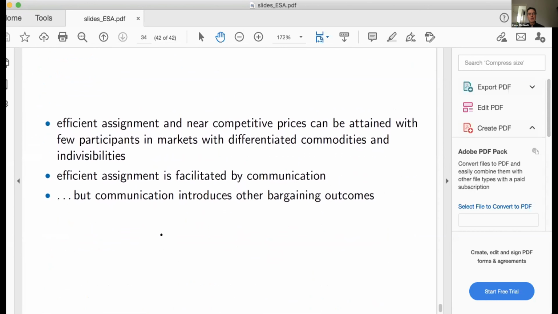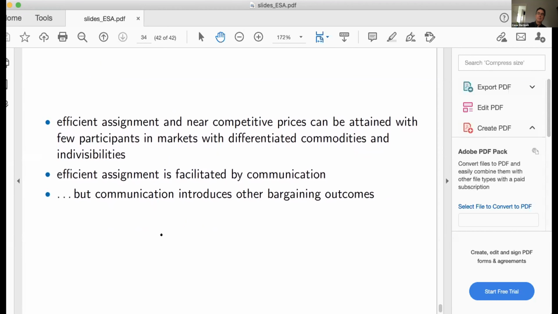So, conclusions: we can achieve near efficiency and near competitive prices, even with few participants, even with differentiated commodities and indivisibilities. Communication facilitates efficiency, but induces bargaining. That's it.